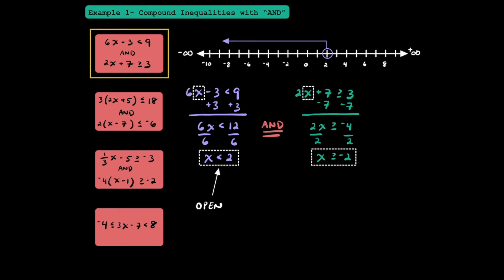This greater than or equal symbol tells me that I need to have a closed circle on negative 2. X is allowed to be negative 2. Since x has to be greater than or equal to negative 2, I drew this green arrow going to the right towards numbers that are larger than it.